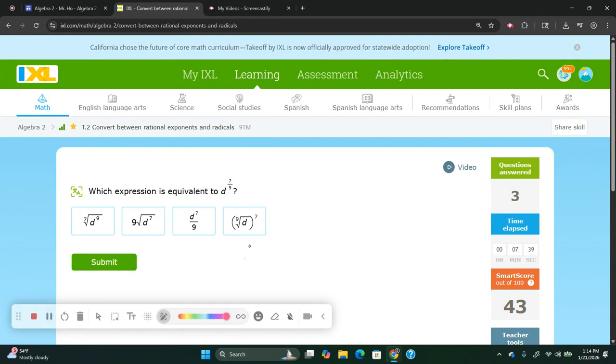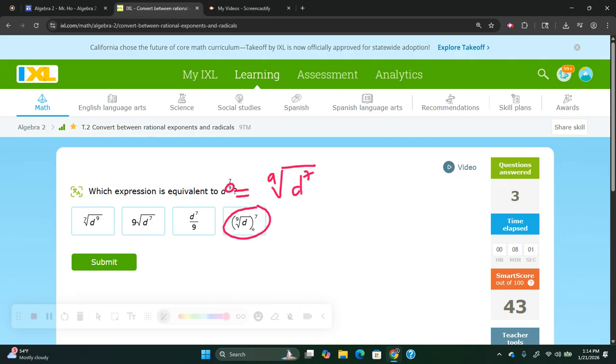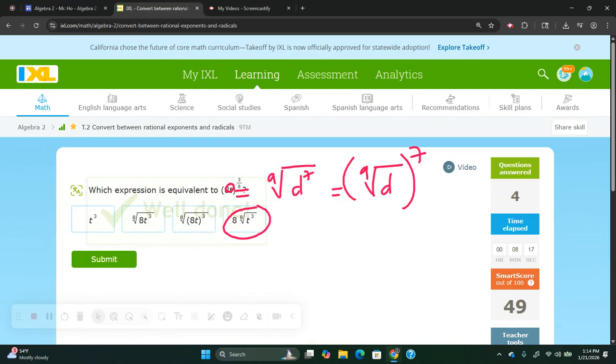Okay, let's do one more over here. You got d power 7 over 9. So in the radical form, the 9 has to be the index of the root. And then d power 7. Do we have that option? It's right here. So you can write the 9th root of d to the power 7. The power could be outside too, the same thing. So I choose the option and I submit. Voila.